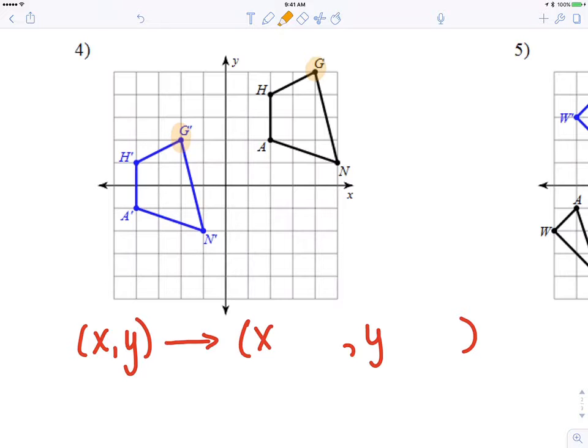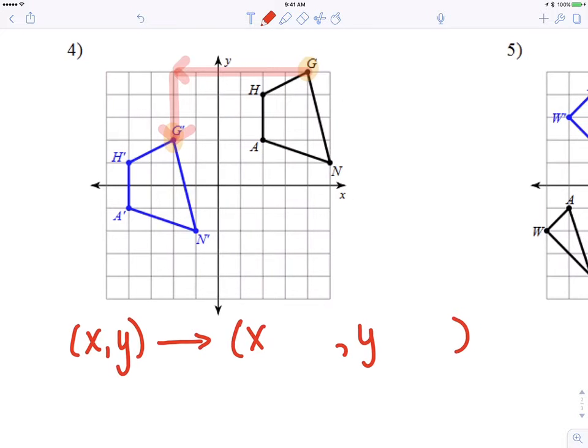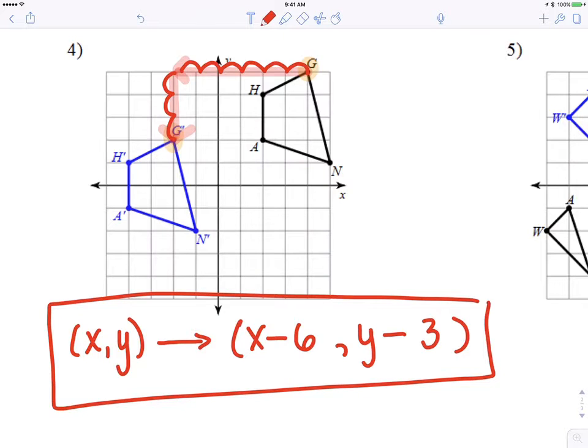So moving from G to G prime means that I'm going to move to the left, and then I'm going to move down. Now I just need to count exactly how much that is. Since I'm moving to the left, I know I'm going to subtract, and since I'm moving down, I know I'm going to subtract. So it's left, let's count our boxes, 1, 2, 3, 4, 5, 6. So x minus 6. And then I'm going down 1, 2, 3 points, so it's y minus 3. So this is the rule for the transformation, the translation that is shown in problem number 4.